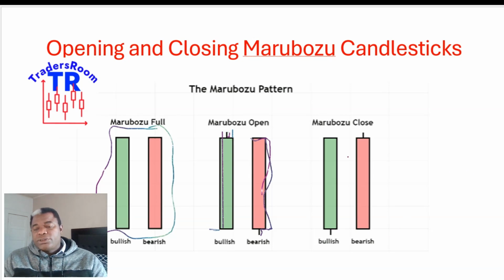So the same as the opening in the reverse form, that's how we have the closing Marubozu candlesticks. You'll find out that, for example, this bullish, it opens here, and probably when it opens, the seller came and pushed it.